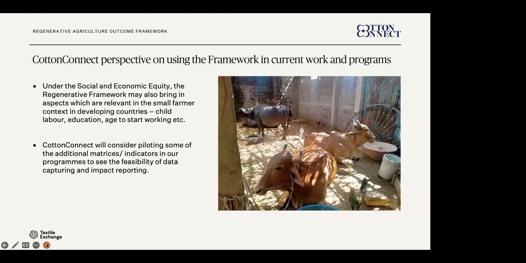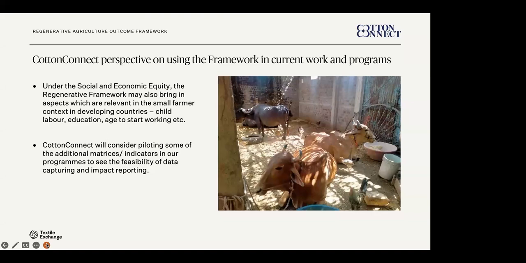And lastly, we are planning to pilot some of those new indicators in our programs to see how easy it would be to capture this data and to include in our existing M&E metrics. M&E stands for monitoring and evaluation, and of course to improve the reporting.